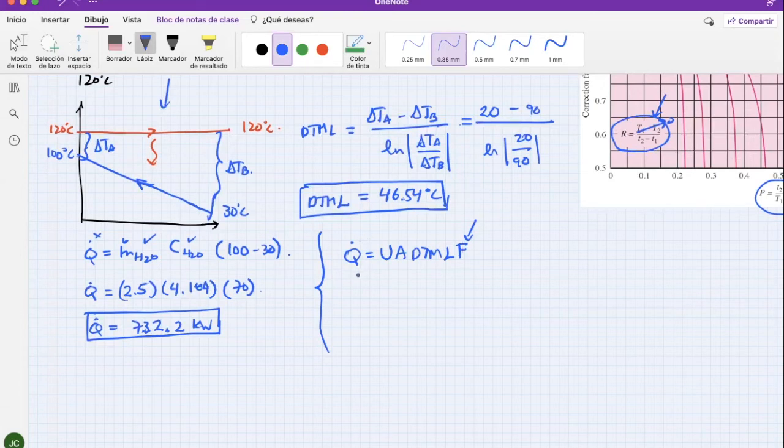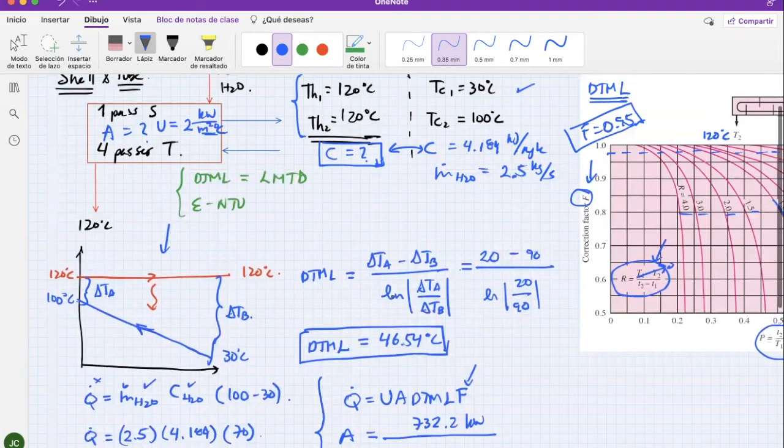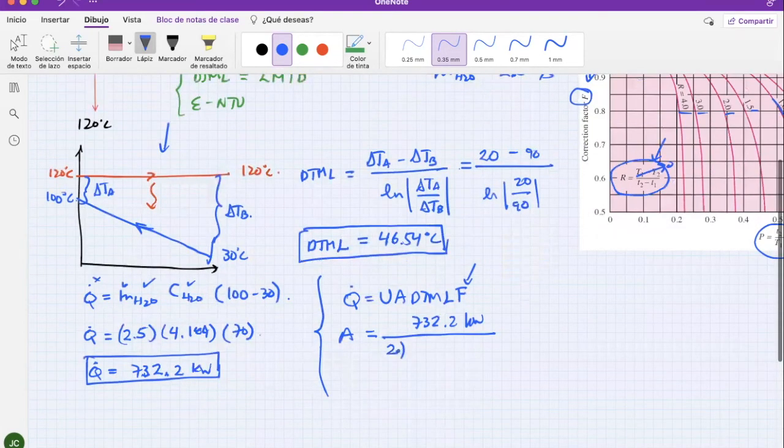Okay, so if you want to end the problem with this, you can say, well, you know what, A equals 7032.2 kilowatt divided by how much is this U? Okay, it was 2 kilowatts. Remember, 2 kilowatts times the DTML that I already know. This one is without uncertainty, and this one is with uncertainty. This 0.95, we don't know. We think it's like that. So this thing will give me 8.28 square meters.